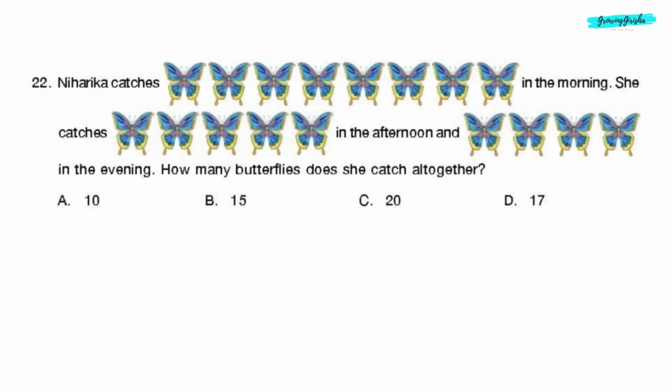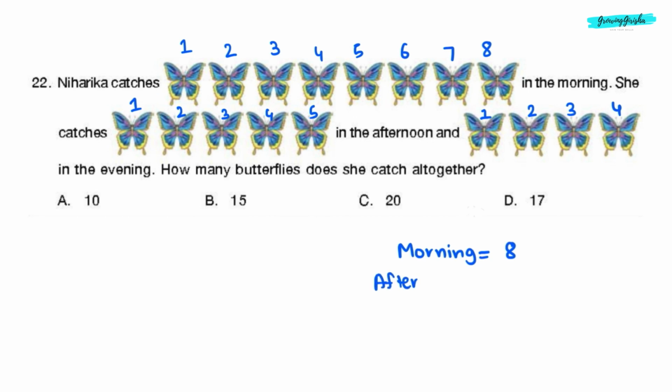Question 22. Niharika catches 8 butterflies in the morning. She catches 5 butterflies in the afternoon and 4 butterflies in the evening. How many butterflies does she catch altogether? In the morning, she catched 8 butterflies. In the afternoon, she catched 5 butterflies. In the evening, she catched 4 butterflies. So we'll add them to know how many butterflies she catched altogether.